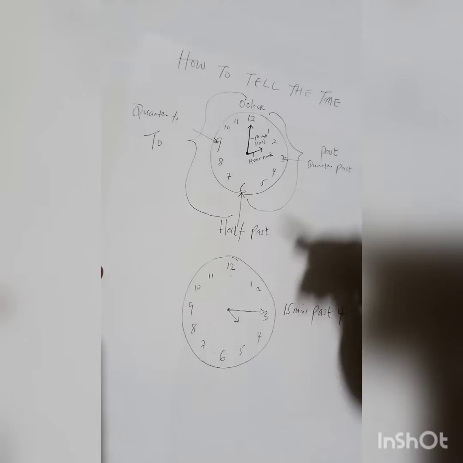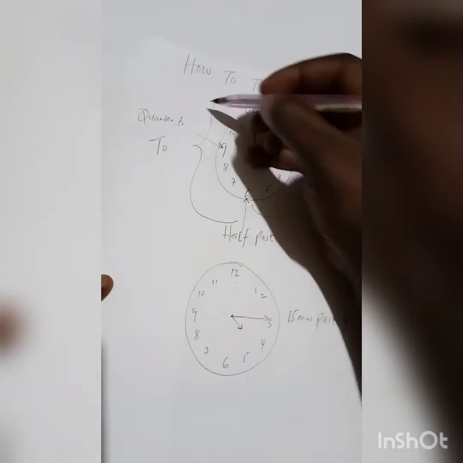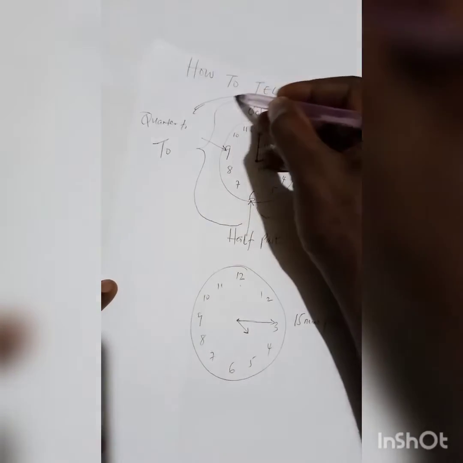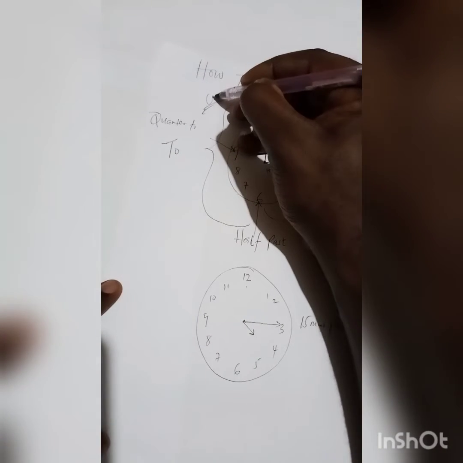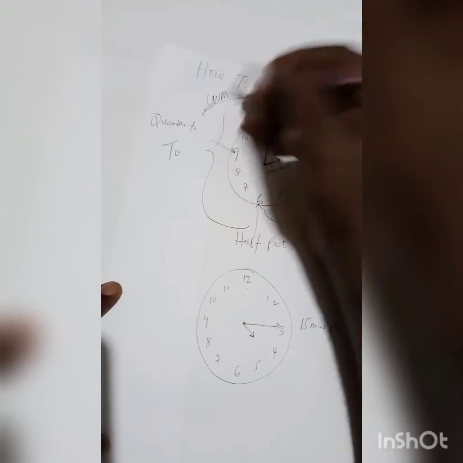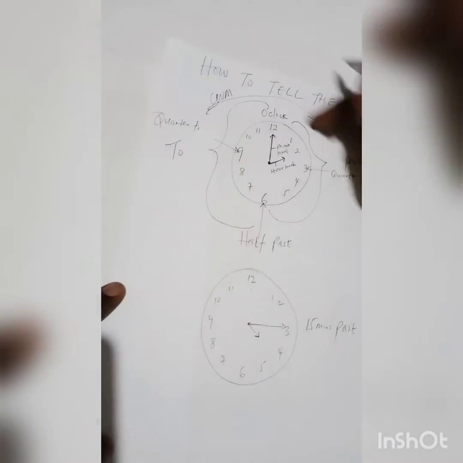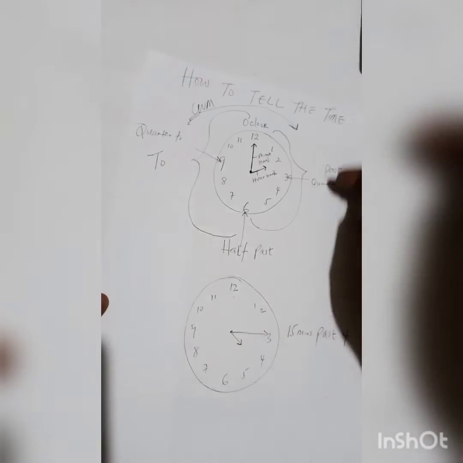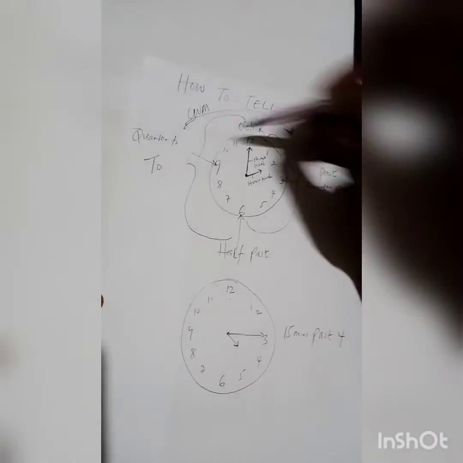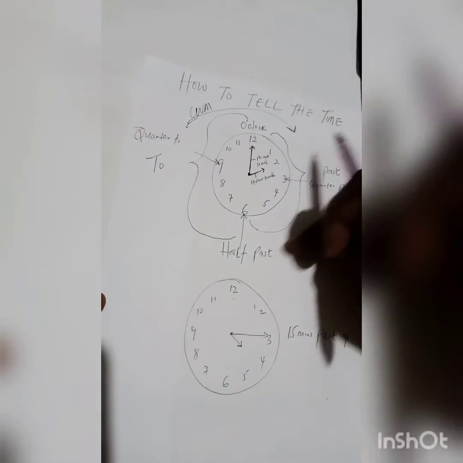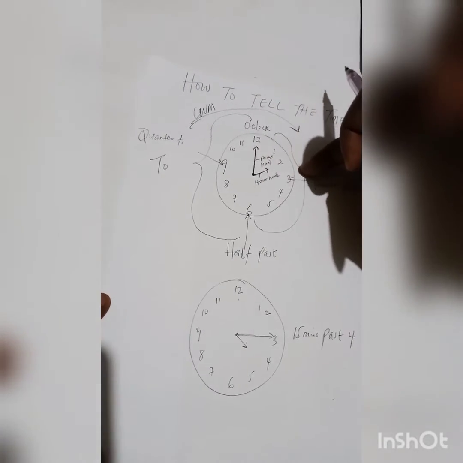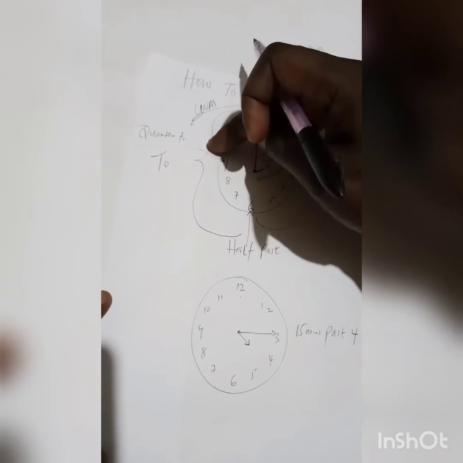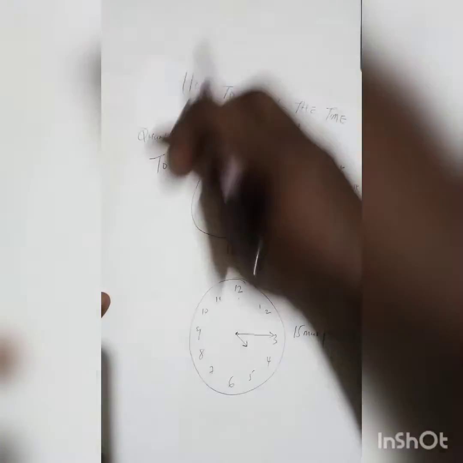Remember, it is better we understand how the clock works. The clock moves in a clockwise direction. So the clock moves like this. That's why it is clockwise. The opposite of clockwise is anticlockwise, but the clock does not move anticlockwise. It moves clockwise. So when it moves like this, it has gone past the hour, and when it crosses half past, then it's going towards the next hour, so it's "to". So this is the movement of the clock.